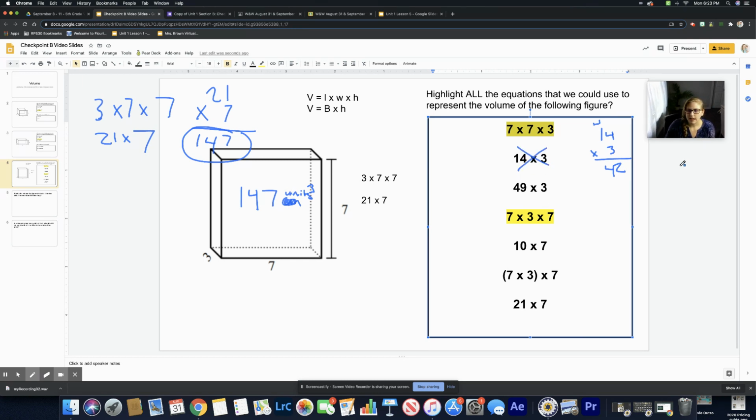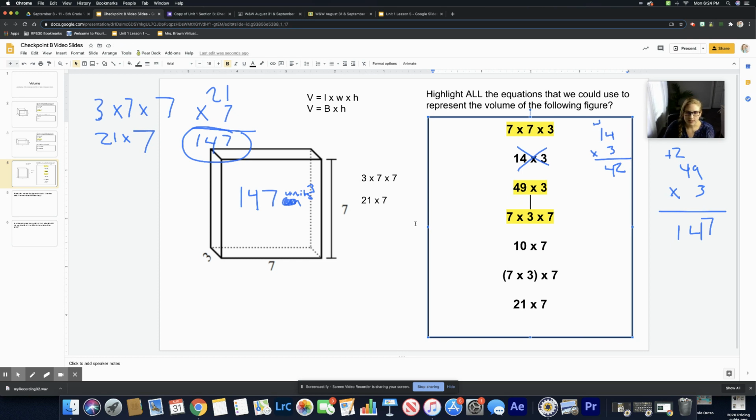Let's try 49 times 3. 49 times 3. 9 times 3 is 27. Put my 7, carry my 2. 3 times 4 is 12 plus 2. So that would be 147. Is that one considered the same volume as this? It is. So I'm going to highlight that, but I want to think, how did they get 49 times 3?